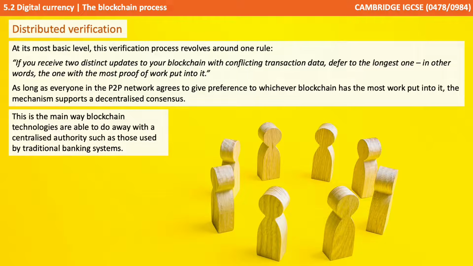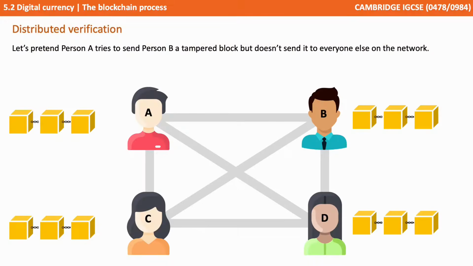As long as everyone in the peer-to-peer network agrees to give preference to whichever blockchain has the most work put into it, we have a mechanism which now supports decentralized consensus. This is the main way blockchain technologies are able to do away with a centralized authority such as those used by traditional banking systems. Let's pretend person A tries to send person B a tampered block, but doesn't send this to everyone else on the network.